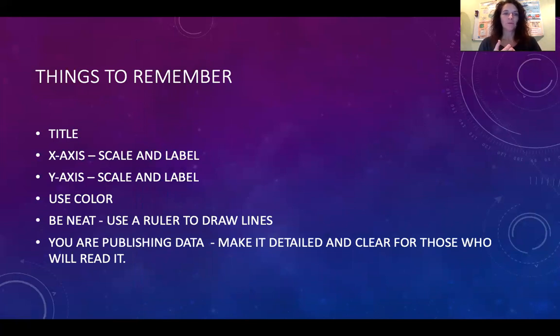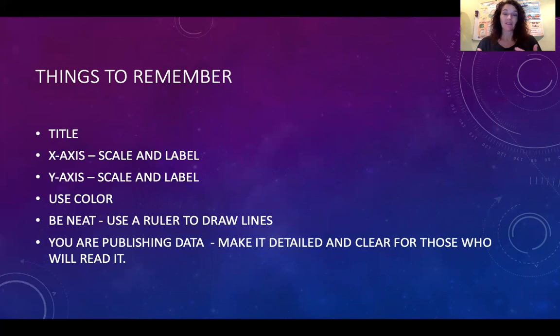All right, so some take-home points. Always have a title. Always check your x-axis. Make sure you have a good even scale, a good descriptive label to tell us what's going on there. Y-axis, same thing. Have a good even scale and a good descriptive title. Use color. Color is beautiful in graphs. We're looking at it. We're making a visual presentation. It needs to be colorful. It needs to be neat. It needs to be well presented. Right? Use a ruler to draw those lines. Don't freehand them. It doesn't look good.